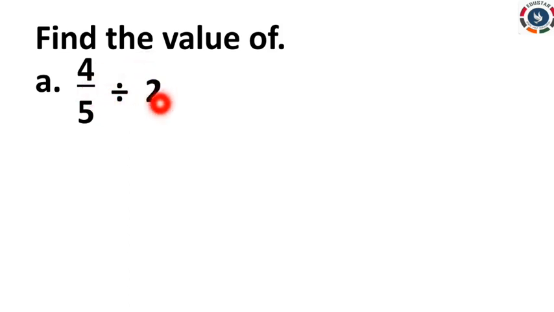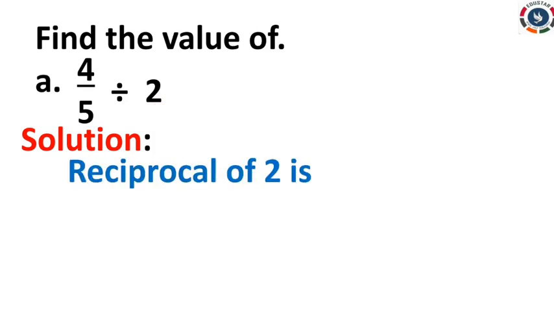While dividing, the second value, whether it is a fraction or a whole number, we want to write in the reciprocal form. So the solution: the first fraction you write as it is, and for the second fraction or whole number, you write the reciprocal. The reciprocal of 2 is 1 by 2. So take and write the question.